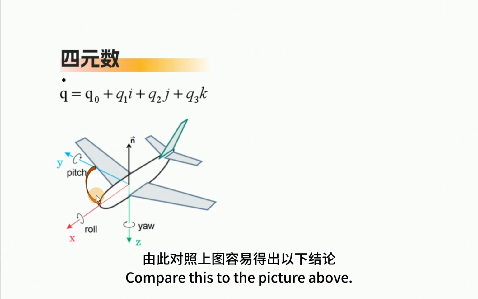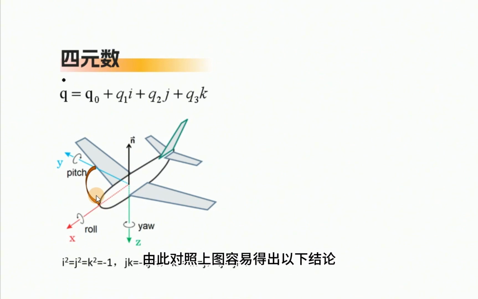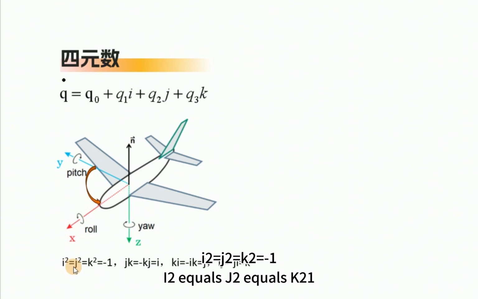Compare this to the picture above. It is easy to draw the following conclusions: i² = j² = k² = -1, jk = -kj = i, ki = -ik = j, ij = -ji = k.